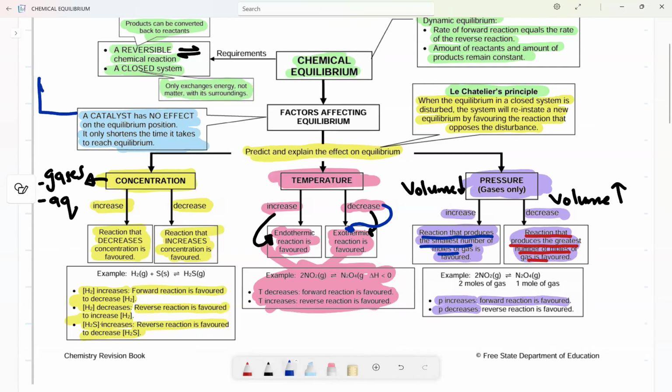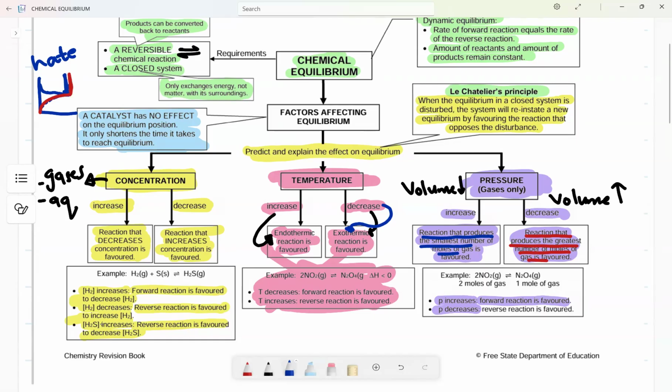This is the rate graph. Here we are at equilibrium. If they add a catalyst, what will happen? The forward reaction as well as the reverse reaction. Let me use a different color for the reverse reaction. If there is an addition of a catalyst, they will both increase at the same time, like that.